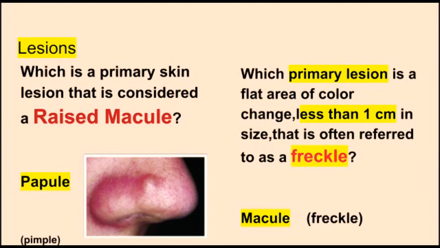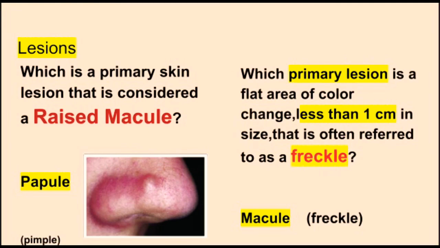Okay, so when inspecting the nails for clubbing, which is a normal angle of attachment? If it says 160, you definitely know that's normal. If it says 180, that's abnormal. So 160 normal, 180 abnormal. Remember those numbers: 160 normal, 180 abnormal.